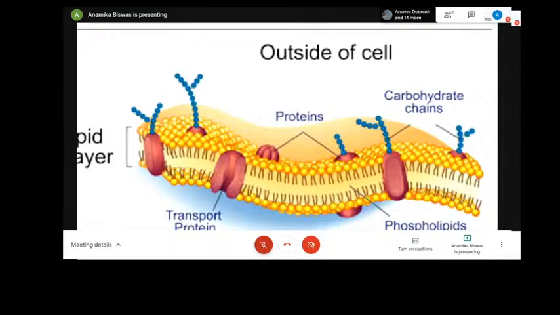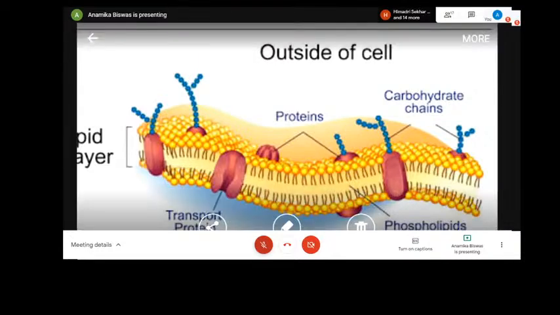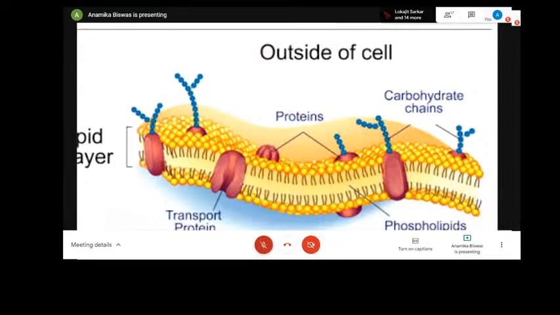It is an energy dependent process. As the molecules move across the membrane against their concentration gradient, it needs energy, in which ATP is utilized. ATP provides the energy for active transport. Some ions, such as the Na plus, K plus pump, also take part in active transport.